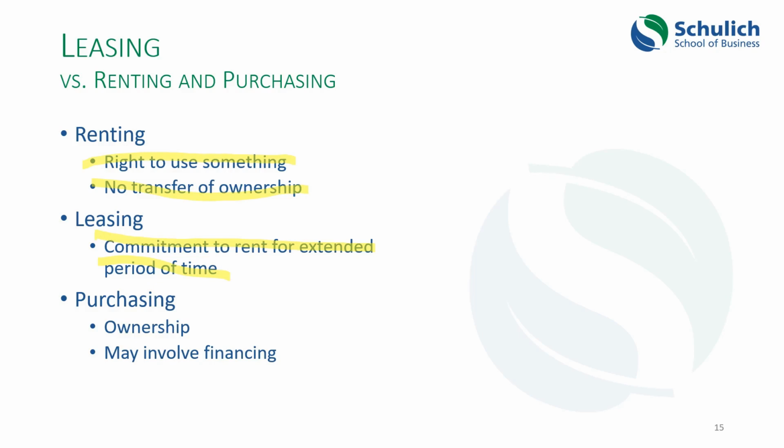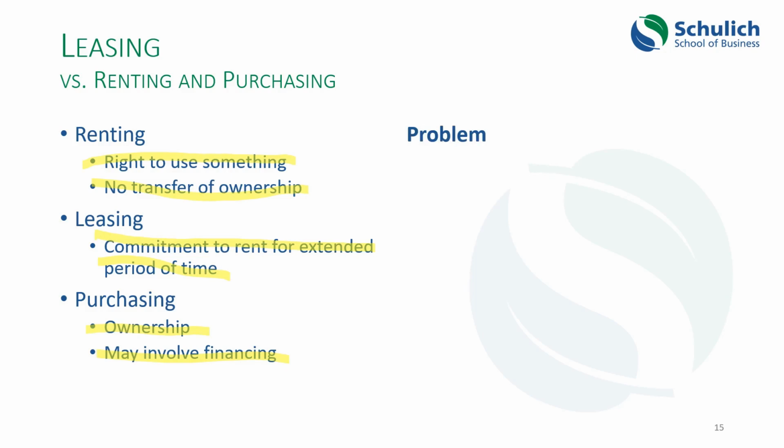So purchasing something, like an apartment or a car, you do get ownership of the asset. And typically it involves taking out some kind of loan, a car loan to buy a car or a mortgage to buy a condo unit. All of this seems very straightforward. Leasing is like renting, isn't it?